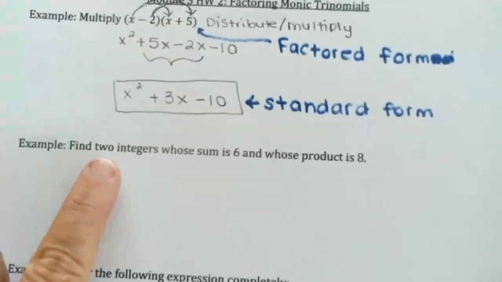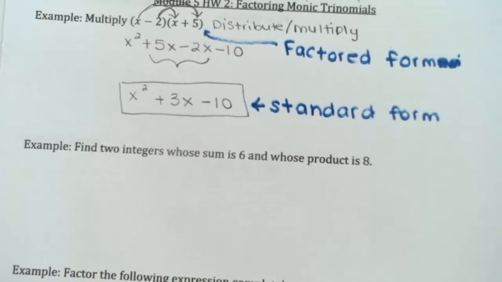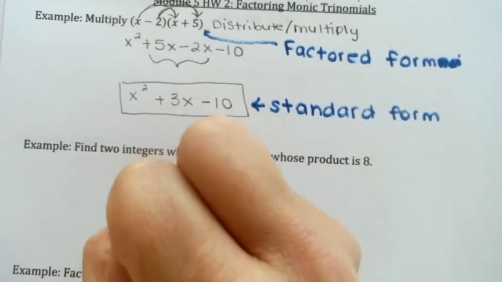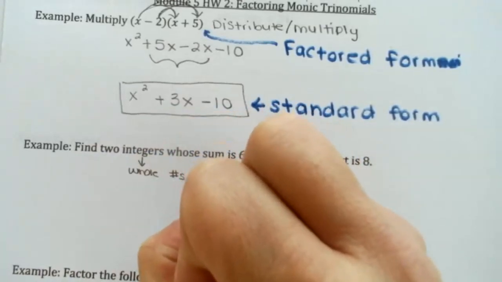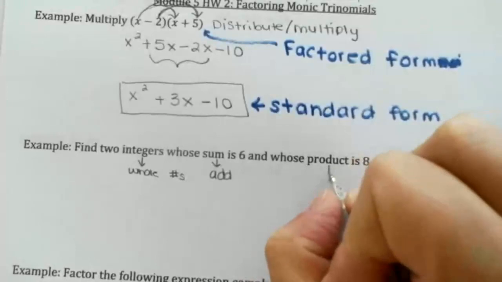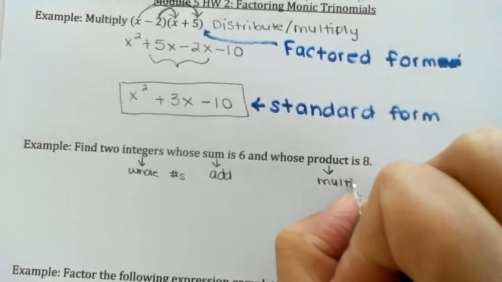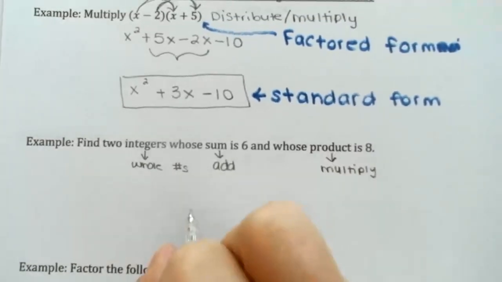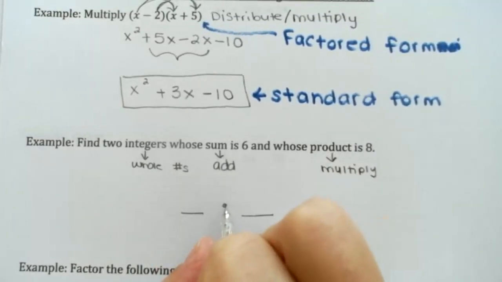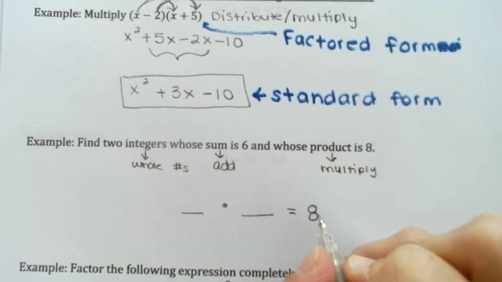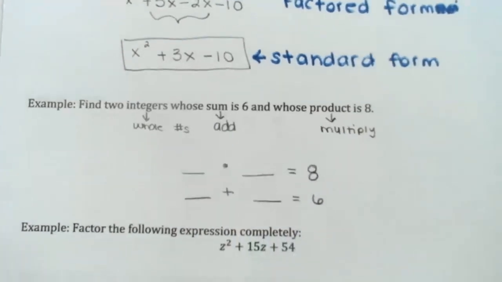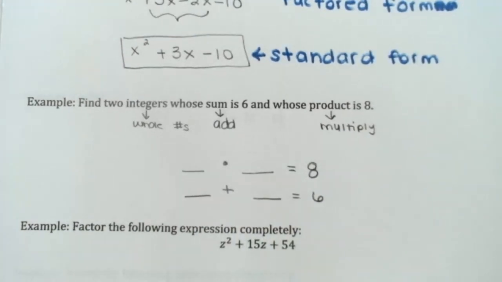So pause that thought. It says find 2 integers. Integers are just whole numbers. Whose sum, remember sum means you're going to add, is 6 and whose product, remember product means you're going to multiply, is 8. So they're going to add up to give us 6 and then we multiply to give us 8. So let's see, 2 numbers that we're going to multiply together to give us 8 and the same 2 numbers that we're going to add together to give us 6. So what 2 numbers work to satisfy both conditions? Same number here, same number here.